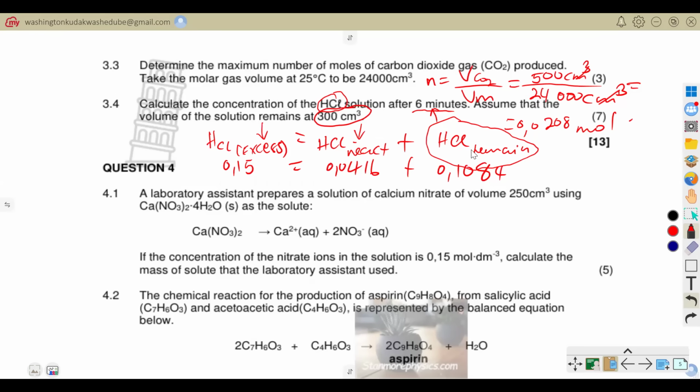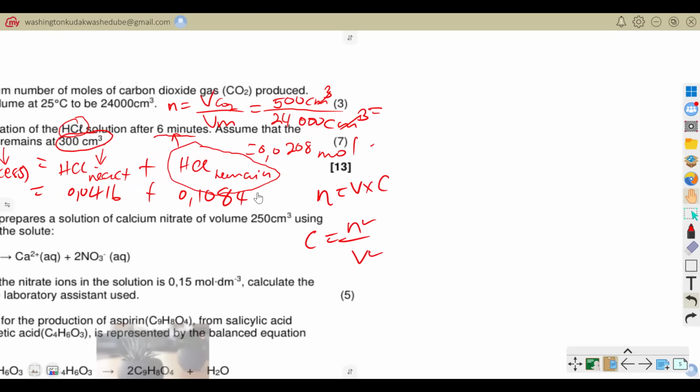Now, since we know the number of HCl that is remaining, calculate the concentration of the HCl after 6 minutes when the remaining volume is still 300 cubic centimeters. So we know that the number of moles is related to volume by saying number of moles is equal to volume times concentration. So concentration is equal to number of moles over volume. So if you want to find concentration, you say number of moles divided by volume. So let me just find space to summarize everything that we have done there.